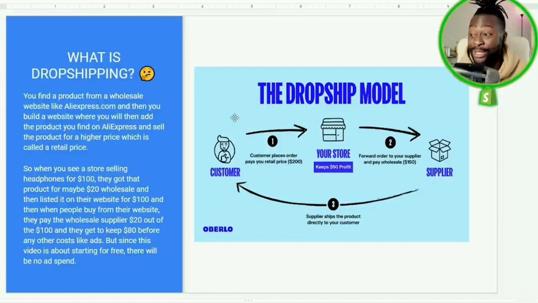Literally, watch it after this video. You can start right now, and depending on if you're running paid ads, you can make your first sale tomorrow. You know what I'm saying? But if you're not running paid ads, obviously, just give it some time.